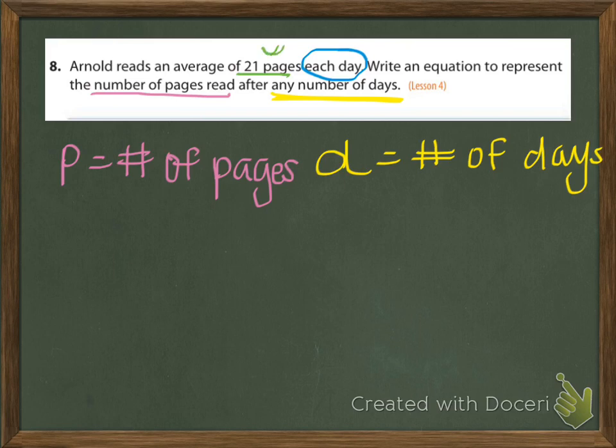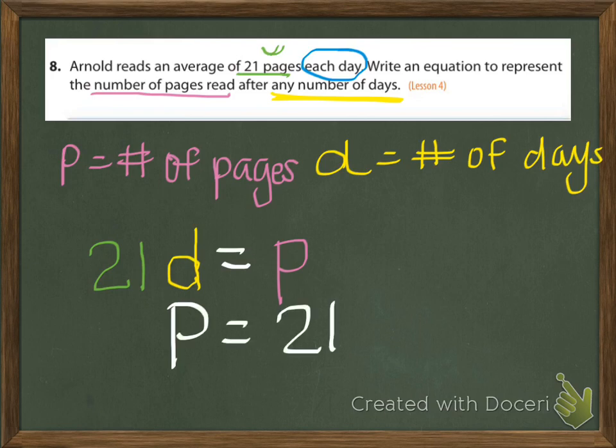Well, first let's go back to this 21 here. We know that 21, it says Arnold reads an average of 21 pages each day. So if he reads 21 pages every day, then you would multiply that 21 times the number of days, which is D, and then you would get equals the total number of pages. Now you would want to flip that around so that it made sense. So you're going to come up with P equals 21D. For the quiz, you are going to need to be able to take a problem like this and create an equation from it.